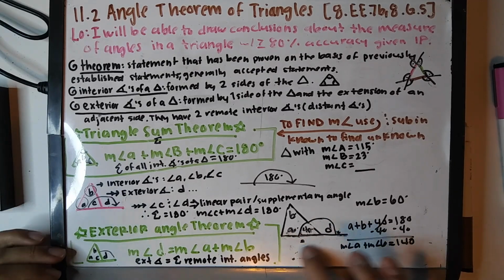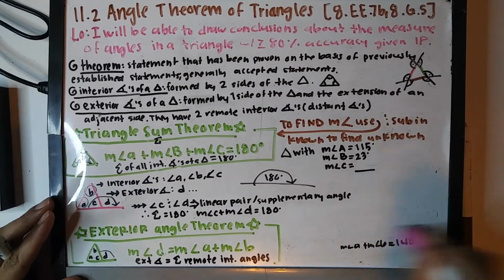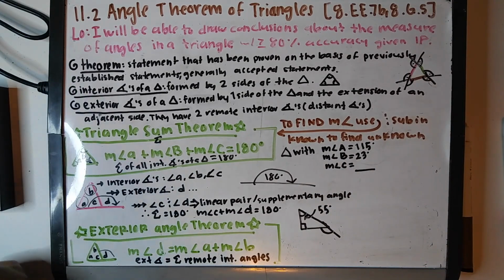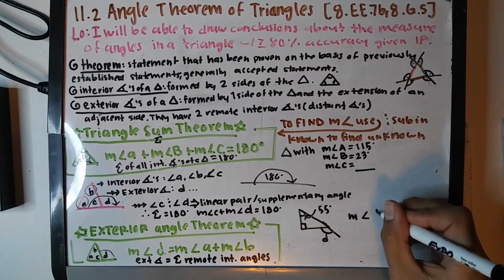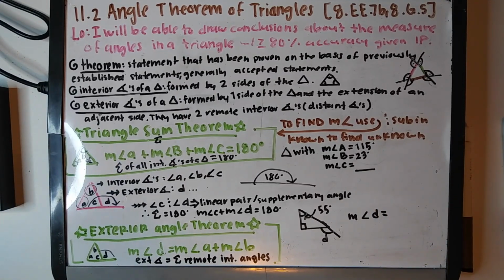Okay? So let me go ahead and give you one to do on this one. Go ahead and give me the measurement of angle D. So what's the measurement of angle D? Remember to use this, okay? The exterior angle is going to be the same as the sum of the two remote interior angles. This is adjacent, so think about remote, the ones that are not close to it. Okay? Hopefully this makes sense.